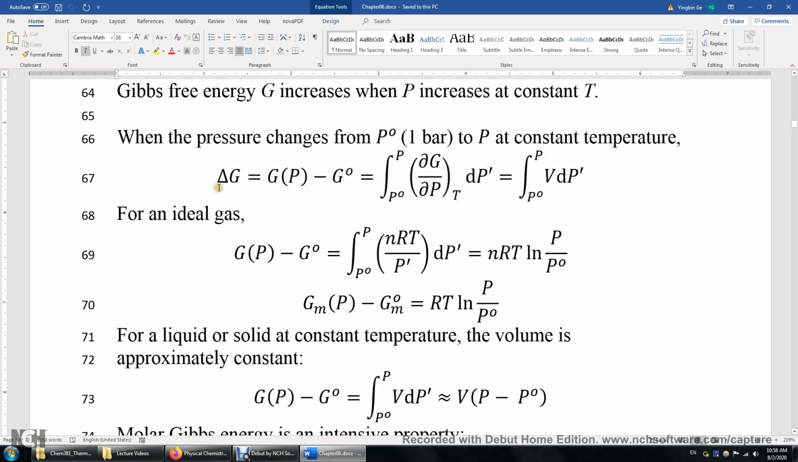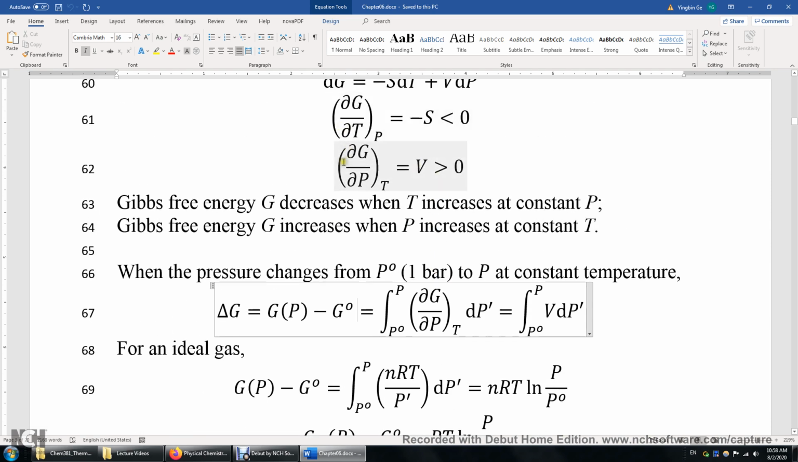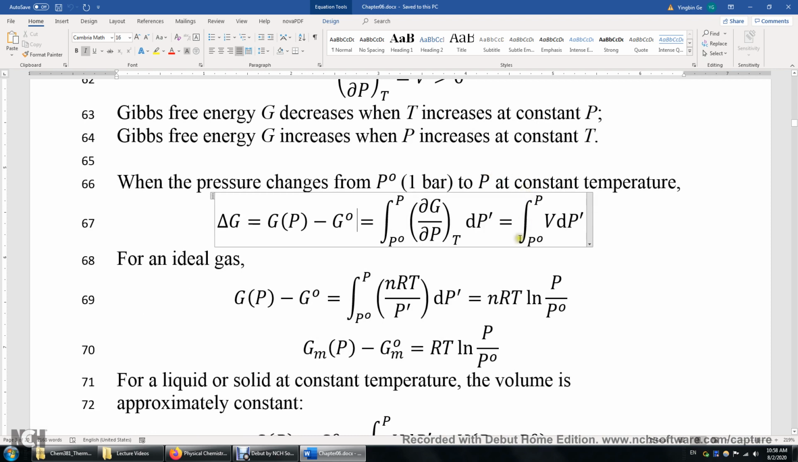Delta G, this is the difference between the Gibbs energy at pressure P versus the Gibbs energy at pressure 1 bar. So delta G is G of P minus G of 1 bar. This means standard state. And then we simply just need to integrate this dG over dP. And this part is simply volume, given this equation here. And then we just need to integrate volume dP, from P naught to the target pressure.